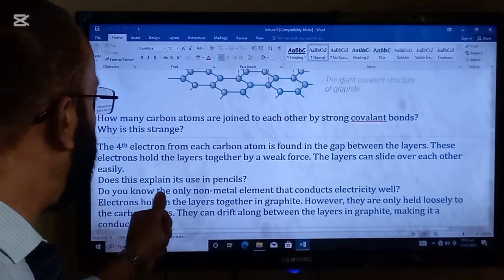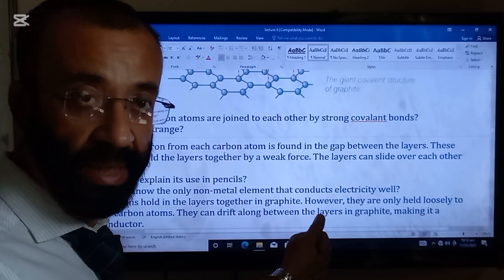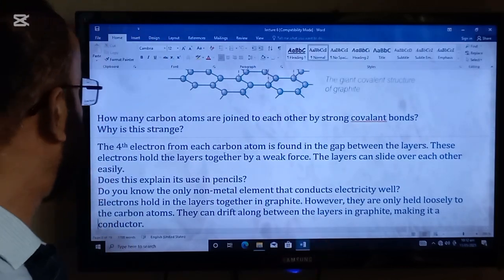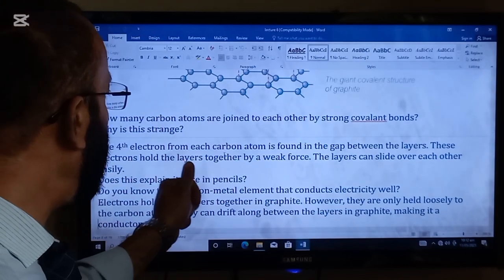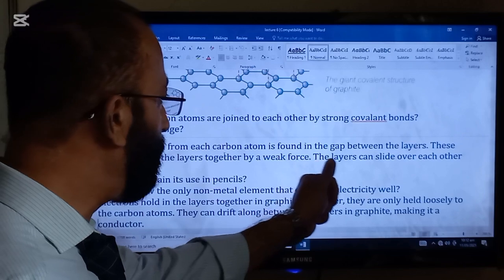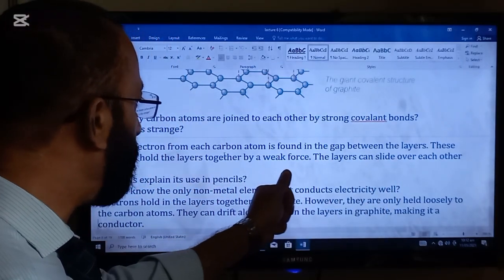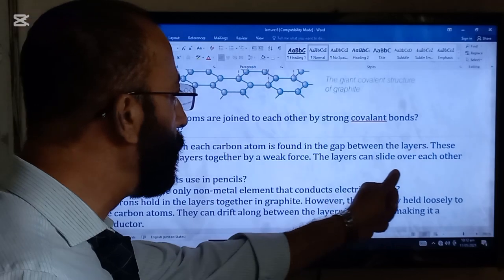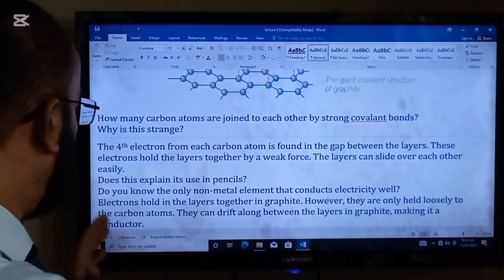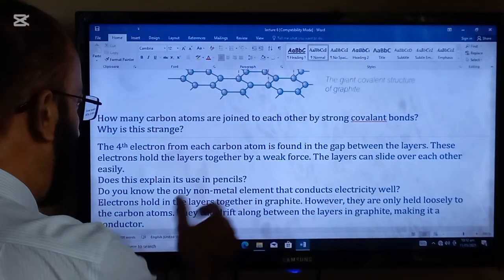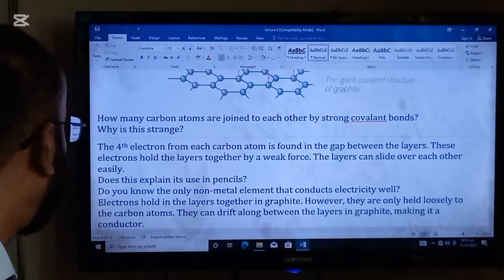Does this explain its use in the pencil? Yes, this is the reason. The fourth electron from each carbon atom is found in the gap between the layers. These electrons hold the layers together by a weak force. The layers can slide over each other easily. This is the reason graphite is used in pencils.